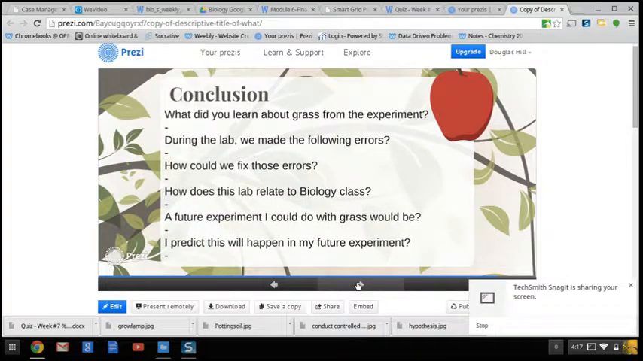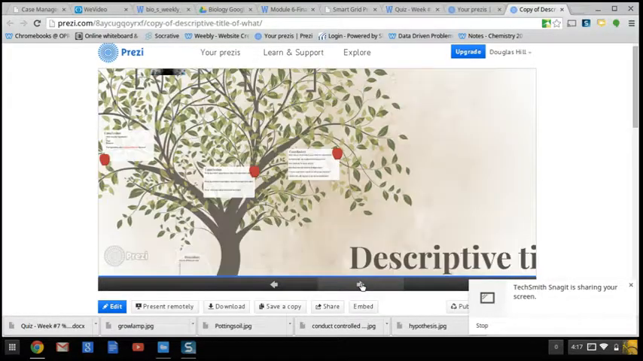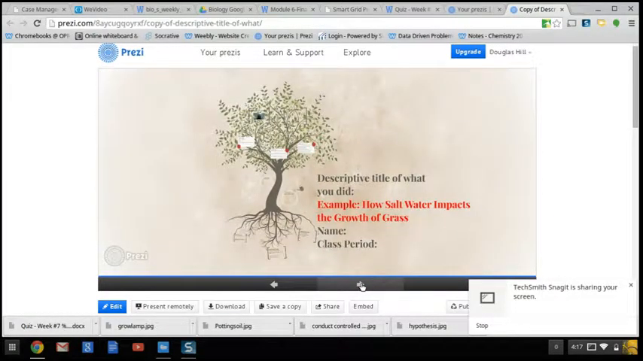And last part, what did they learn from this lab? What errors did they make? How can they fix their errors? And how does the lab relate to biology class? And basically a future experiment they can do. In this part over here, they would put a different hypothesis and a different prediction. Or some students might even explain what went wrong in their lab and why it went wrong and how they could fix that in a future experiment. So pretty fun for them to do that, getting them thinking outside of the box, and that's it. Pretty fun, pretty easy for them to use.